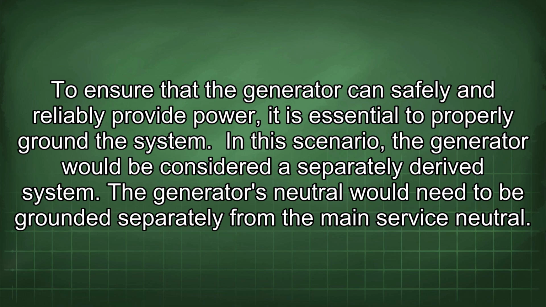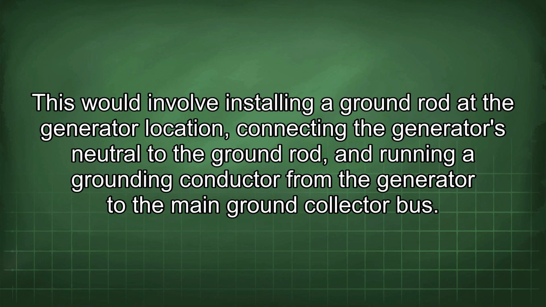In this scenario, the generator would be considered a separately derived system. The generator's neutral would need to be grounded separately from the main service neutral. This would involve installing a ground rod at the generator location, connecting the generator's neutral to the ground rod, and running a grounding conductor from the generator to the main ground collector bus.